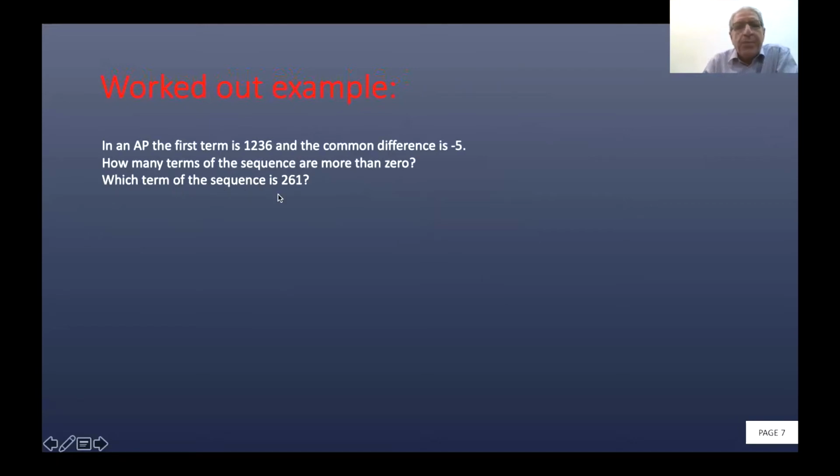Okay, let's see. Now, here we have the first term, we have the common difference. In both cases, we need to calculate the term, the number of the term. Therefore, n is unknown in both cases. Now, in the first case, we want to know when Un or nth term is more than 0. How many of them are more than 0? Therefore, we are putting Un is equal to the first term, which is 1236 plus n minus 1 d. This should be more than 0. So we want to know how many n's there are.